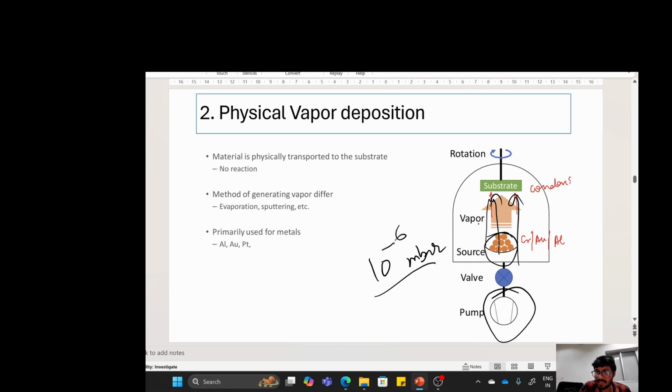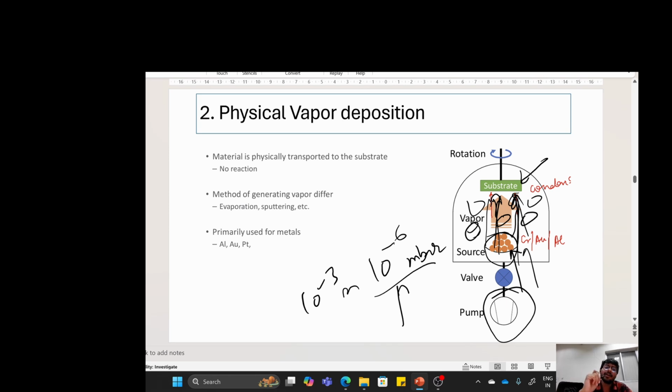Otherwise, if there are some particles inside, there will be scattering of this material. The mean free path will be reduced if the pressure is higher. If the pressure is higher, let us say 10 raised to power minus 3 millibar, the mean free path will be lesser for the sublimed material, or the vapors of this material. So they will deviate from their path, and you will get a much lesser deposition at the substrate.